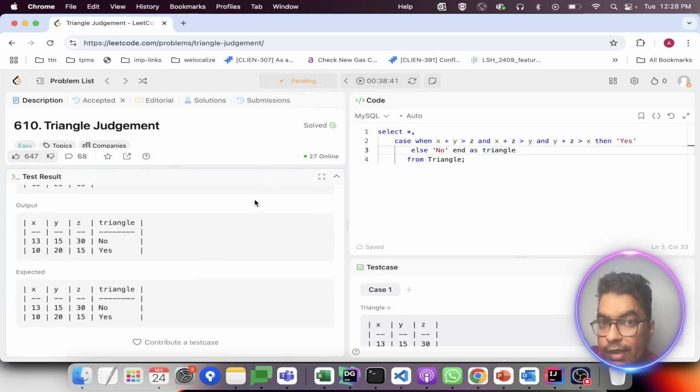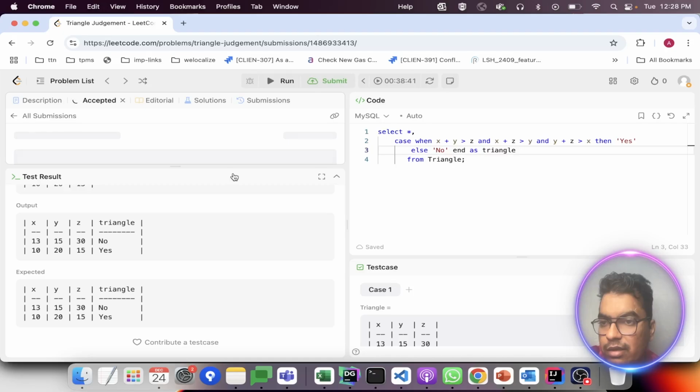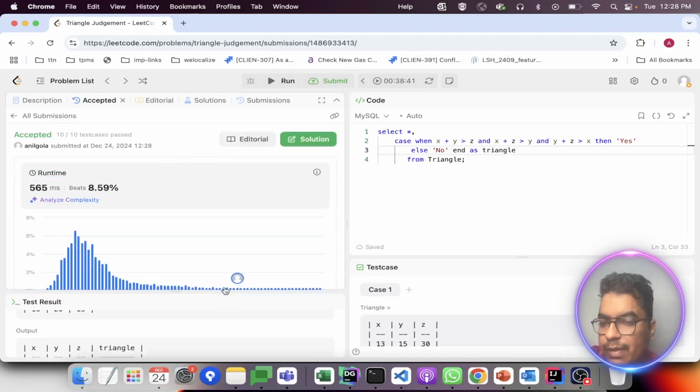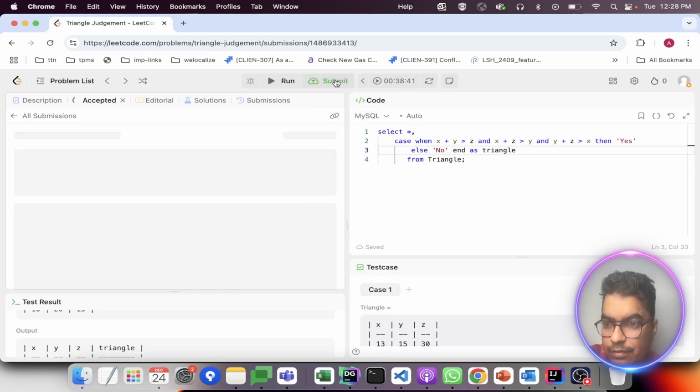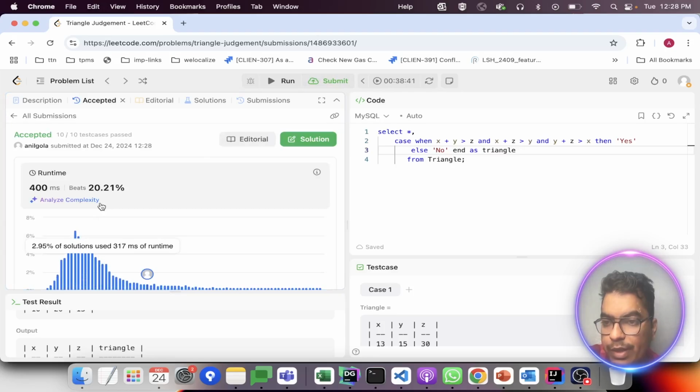Now it has been accepted. Let me run for all the test cases and check. Yeah, our solution has been accepted and we are able to beat 8.59% of the users. Let me just try to submit this once again. Now I am able to beat 20.21%, which is quite okay.